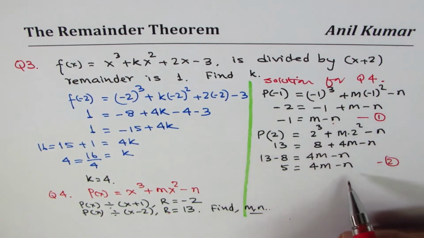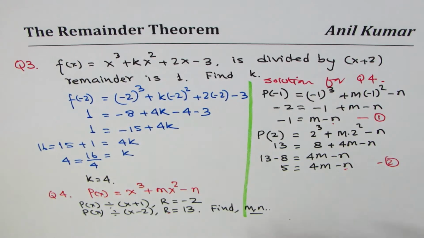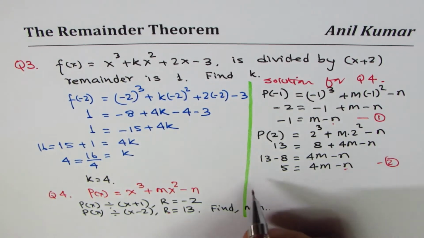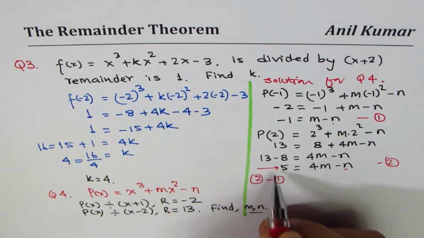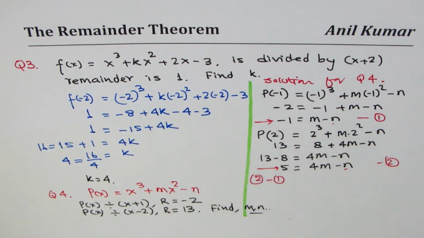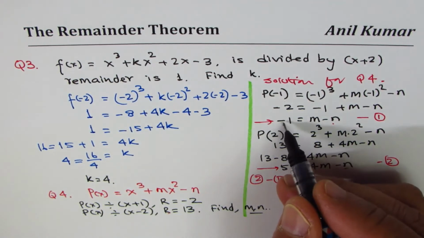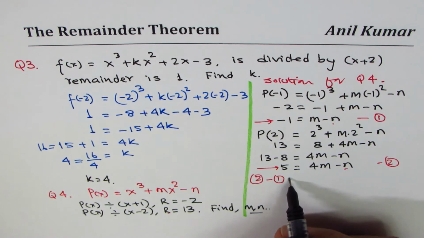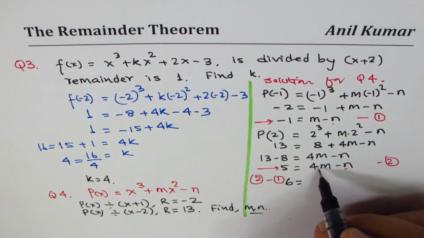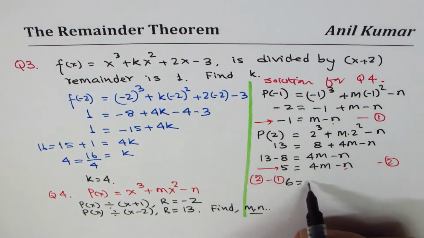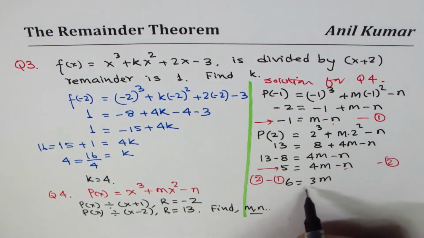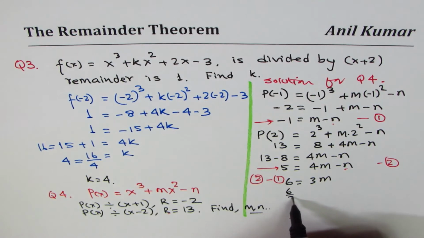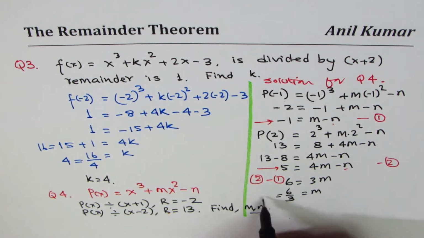Now, with the minus n, we could do elimination. So let's eliminate. We'll do equation 2 minus equation 1. We'll take away this equation from that. What do we get? 5 take away minus 1 is 6, right? So we get 6 equals 4 take away 1 is 3, so 3m. Minus n take away minus n is 0, so 3m is 6.